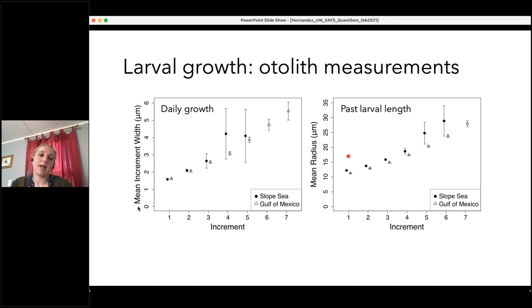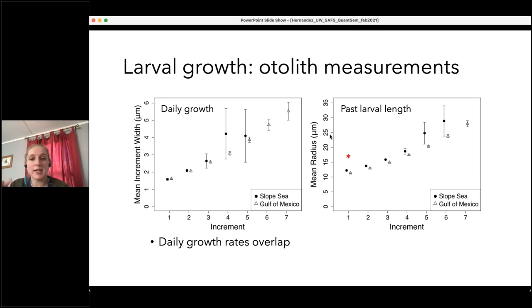So increments again are on the x-axis, and the mean increment width is on the y-axis. So we can directly compare the slope sea and the Gulf of Mexico daily growth rates. And what we see again, similar to the slopes being the same in the past slide, is that these daily growth rates overlap. And our slope sea data does get kind of messy. Again, I would love to have more otoliths, but overall we can see that these daily growth rates overlap.